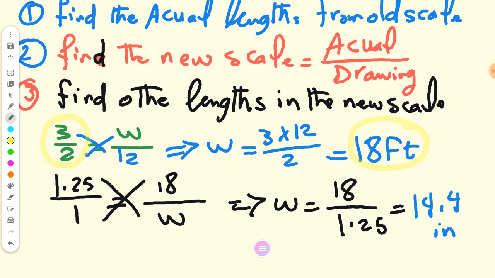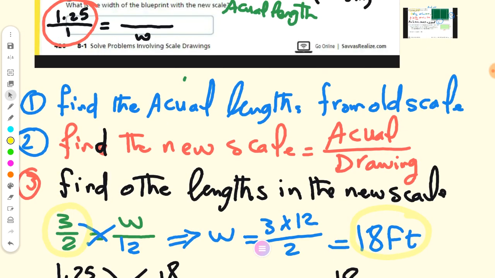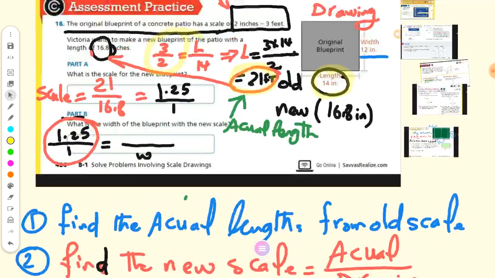Now I have the actual length and actual width. What is the second step? Find the new scale, which is actual over drawing. Where can I get the new drawing length? He gave it in the problem: 16.8. So I use the real actual length over the length in the new drawing, and it gives you the new scale.